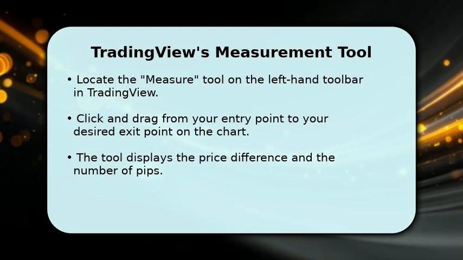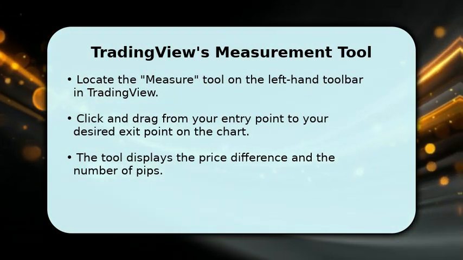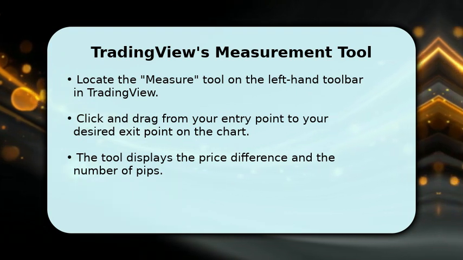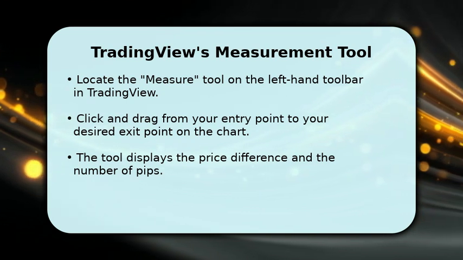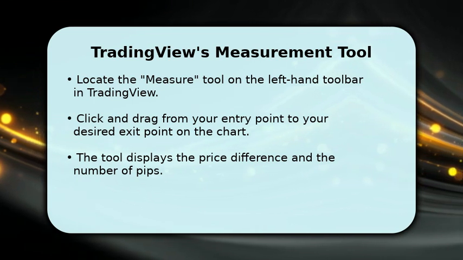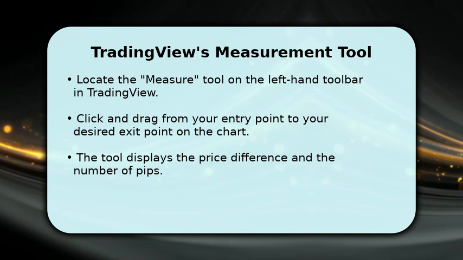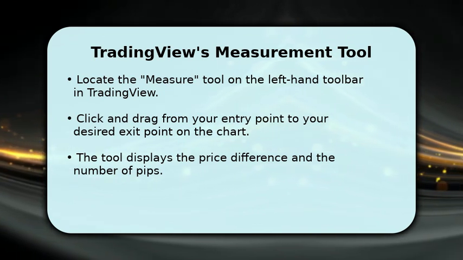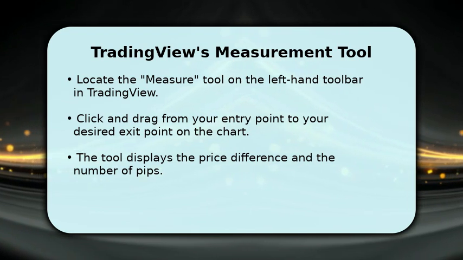TradingView makes pip calculations straightforward with its built-in measurement tool. First, open your desired currency pair chart. On the left-hand toolbar, find the measure tool, which looks like a ruler. Click on it, then click and drag from your trade's entry point to your potential exit point. The tool will instantly show you the price difference and the exact number of pips for that movement. This visual aid is incredibly helpful for quick analysis.